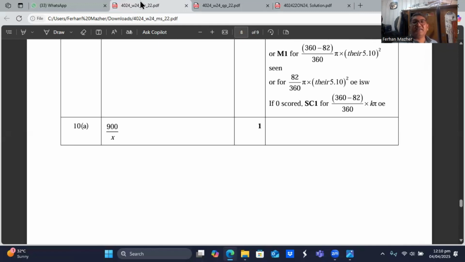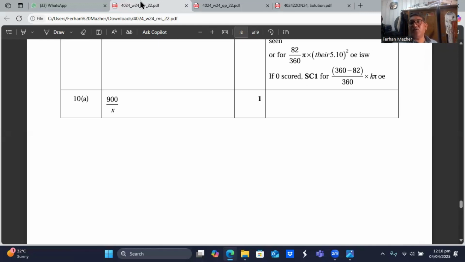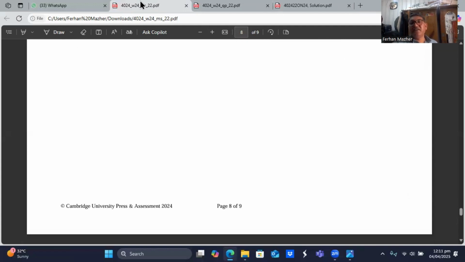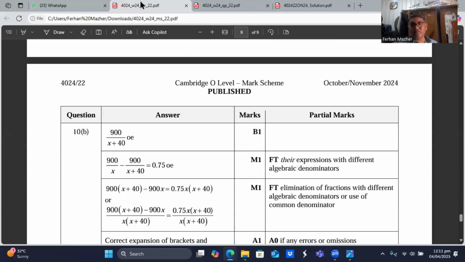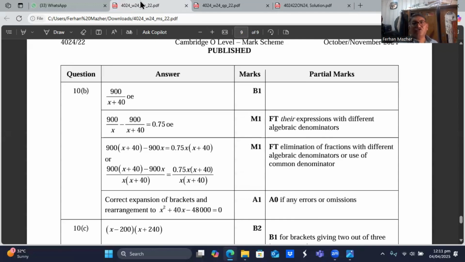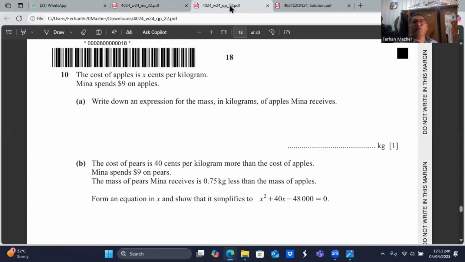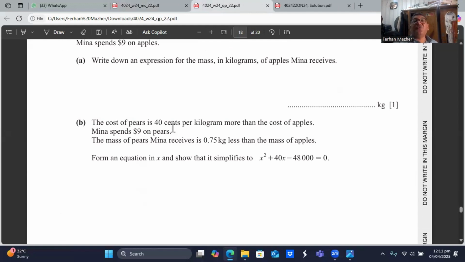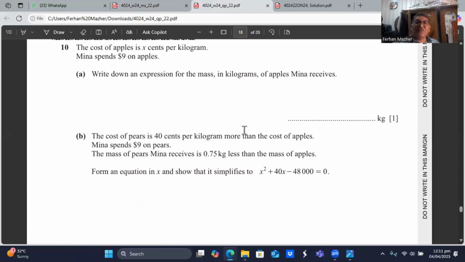So this is how this is done. Question number 10, A part. You can have a look at the marking scheme. Our expression is right. Okay, and then we have the B part. It says the cost of the pears is 40 cents per kg more than the cost of the apples. The cost of the apple is X cents per kg. The cost of the pears is 40 cents more than the cost of the apples. So it will be X plus 40 cents per kg, okay?